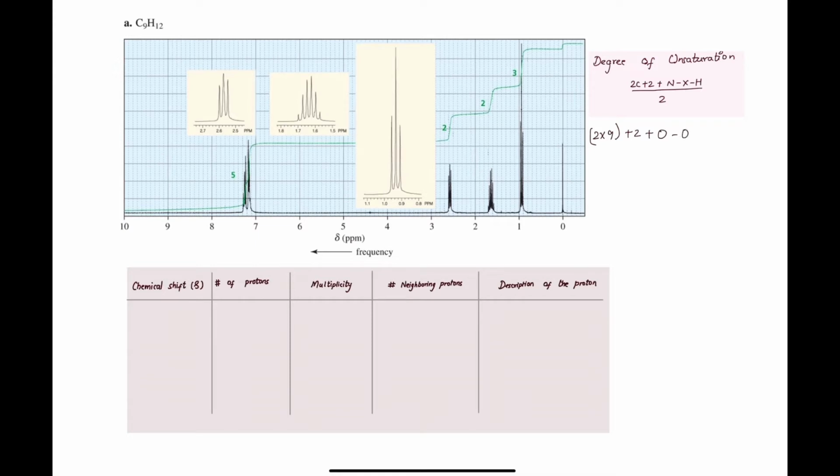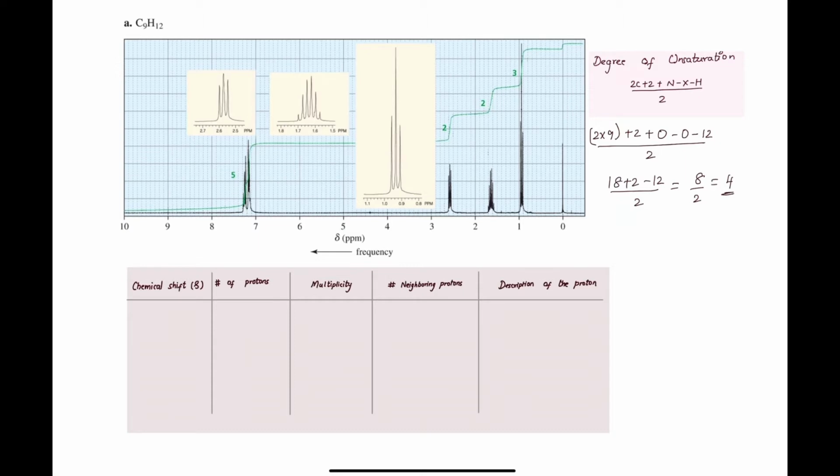There are no halogens, it's going to be 0 again. And the number of hydrogens here is 12, divided by 2. So it's going to be 18 plus 2 minus 12, divided by 2. That's going to be equivalent to 8 divided by 2, equivalent to 4. So this compound definitely has unsaturation in it, which means there could be double bonds, triple bonds, or ring structures.